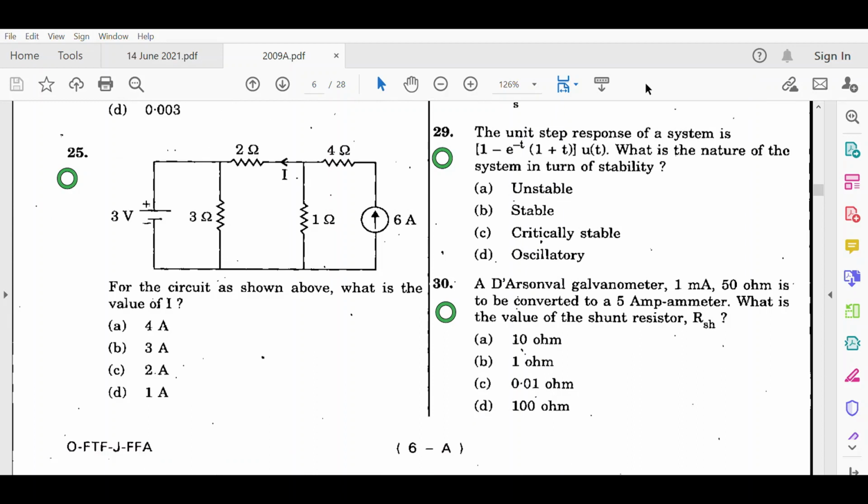Let us now move on to the 29th question. The unit step response of a system is 1 minus e to the power minus t into 1 plus t, u of t. What is the nature of the system in terms of stability? They have given us four options. Let us move to the solution.